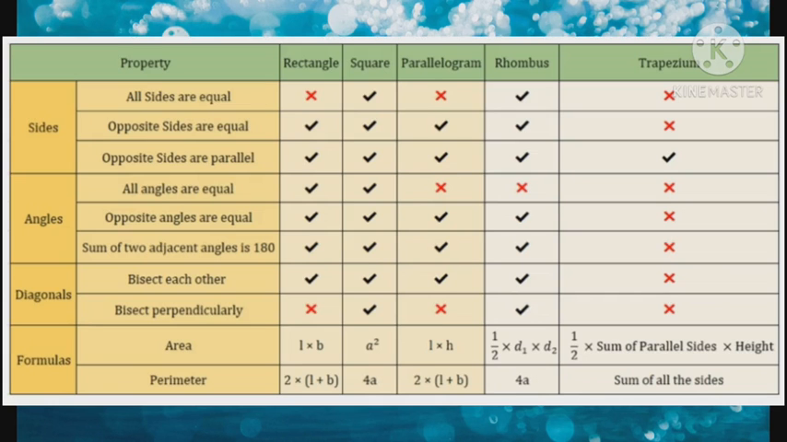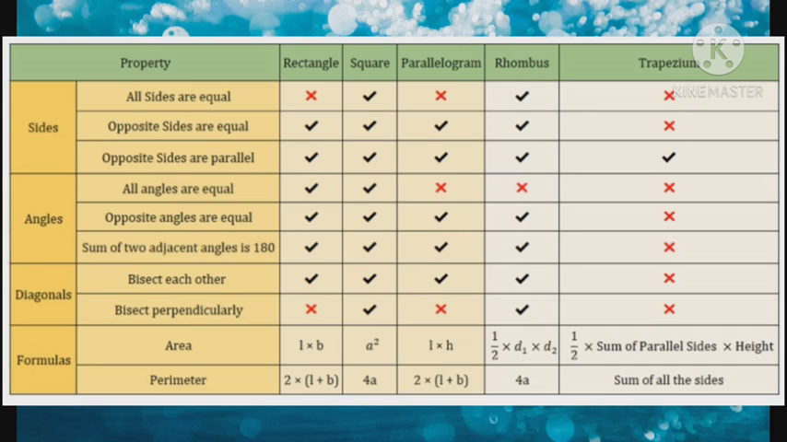So the types of quadrilateral are rectangle, square, parallelogram, rhombus and trapezium. And here are the properties. The first one is all sides are equal. All sides are equal in square and all sides are equal in rhombus. Okay, so tick on that: square and rhombus.